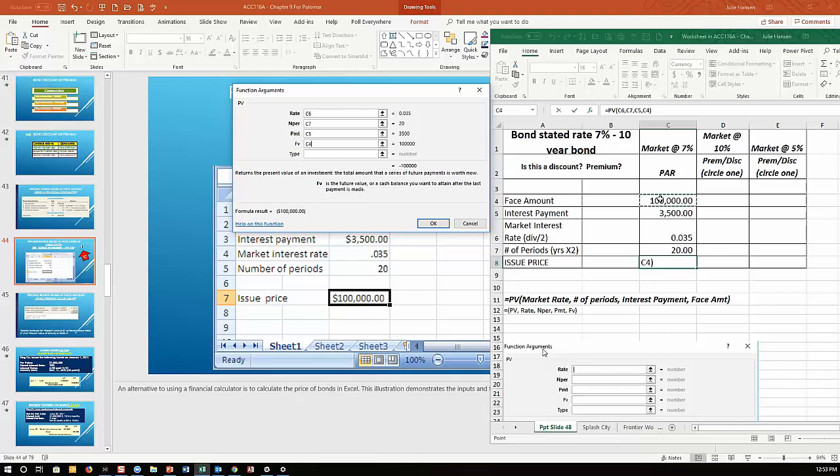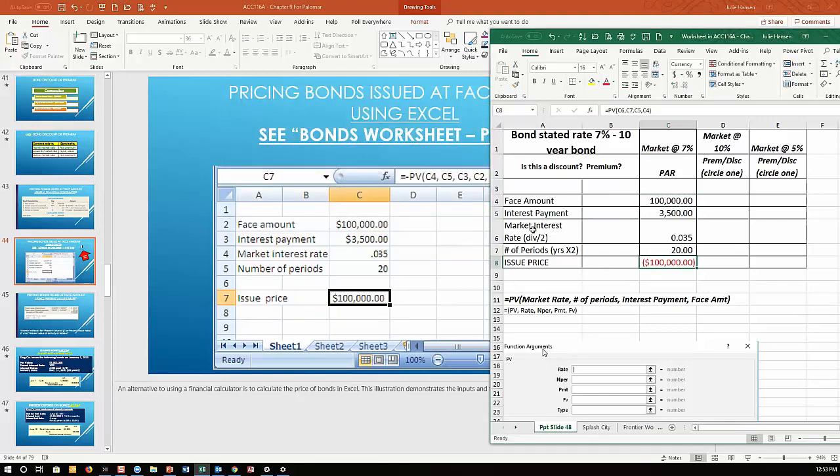So what I'm finding out here is what this bond is going to be issued at, considering the market interest rate is 7%. I'm going to be paid $3,500 for 20 periods, and then I'm going to be paid back $100,000 at the end. So what's that bond going to be issued at? And how do you like that? Now I have to put a minus sign in between because it always comes out as a negative number, and I can't explain that. So, all right, this totally makes sense, doesn't it?